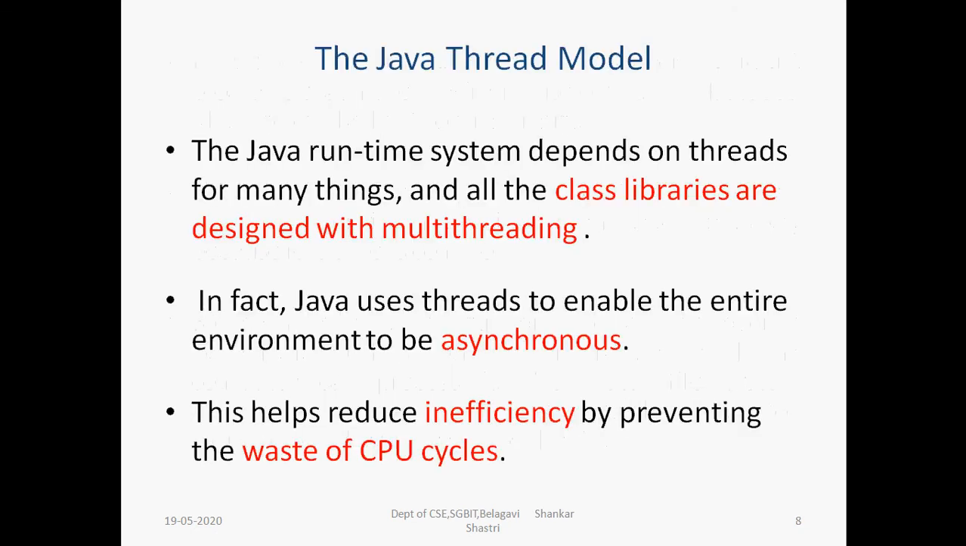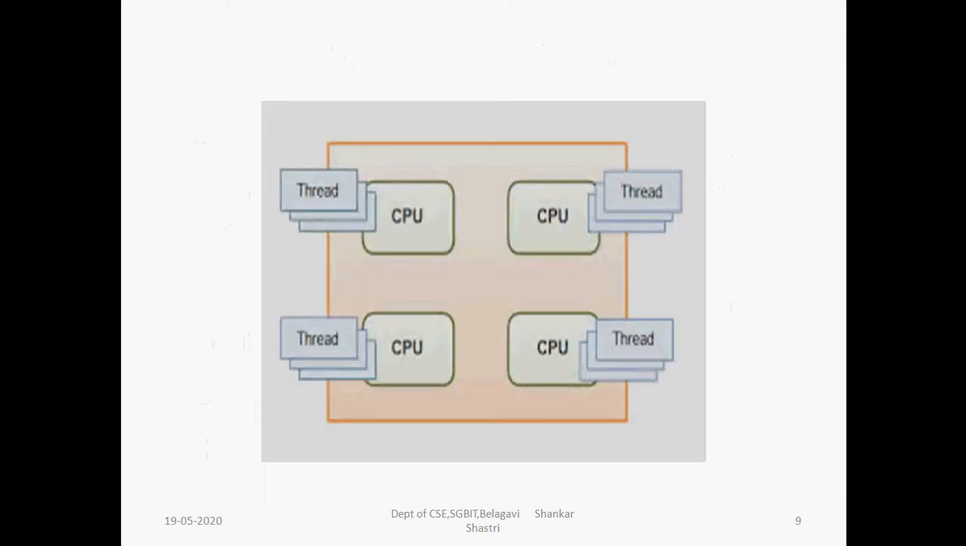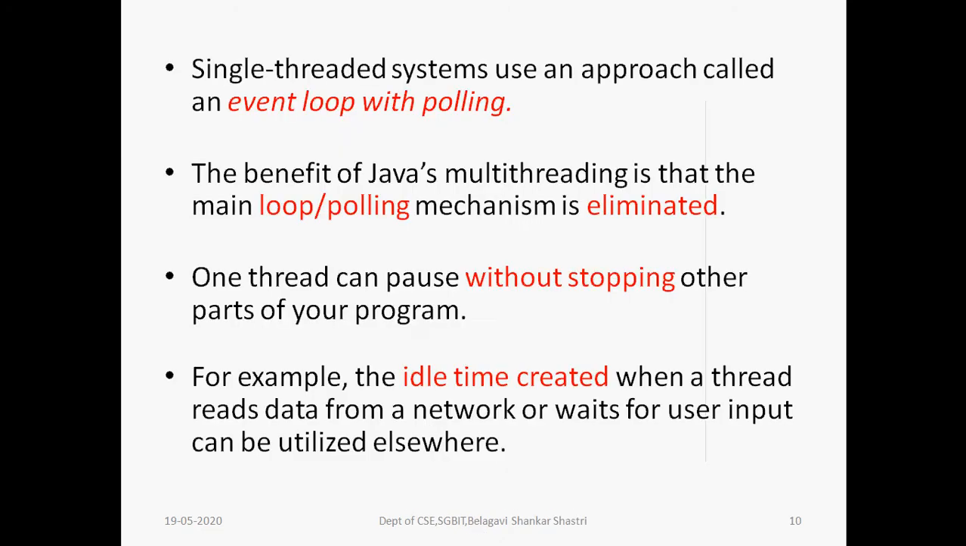The Java thread model. Java supports all the thread class libraries, which are designed for multi-threading, and Java uses threads to enable the entire environment to be asynchronous. Asynchronous means we don't know which thread is executing when, whether it runs first or last. Later, one diagram. In dual-core and quad-core machines, the CPU is in a position to execute millions or billions of instructions per second. But if the CPU is performing so fast and we are not allocating much work to it, we are simply wasting CPU time. To utilize that CPU time, we are using multi-threading.